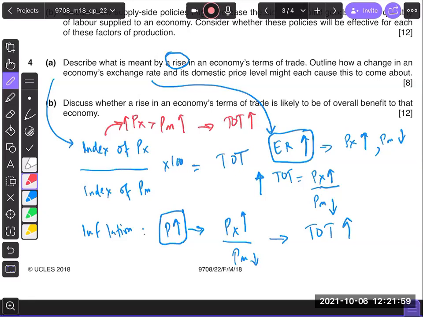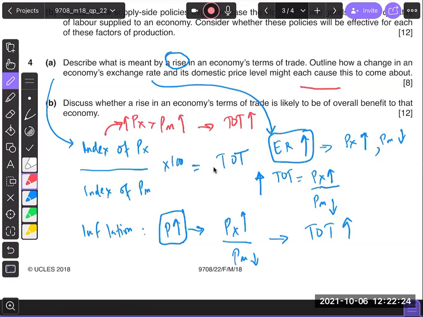Why are you guys giving me other factors? Some of you are giving me rise in productivity and other factors. They're not asking for other factors. Make sense?